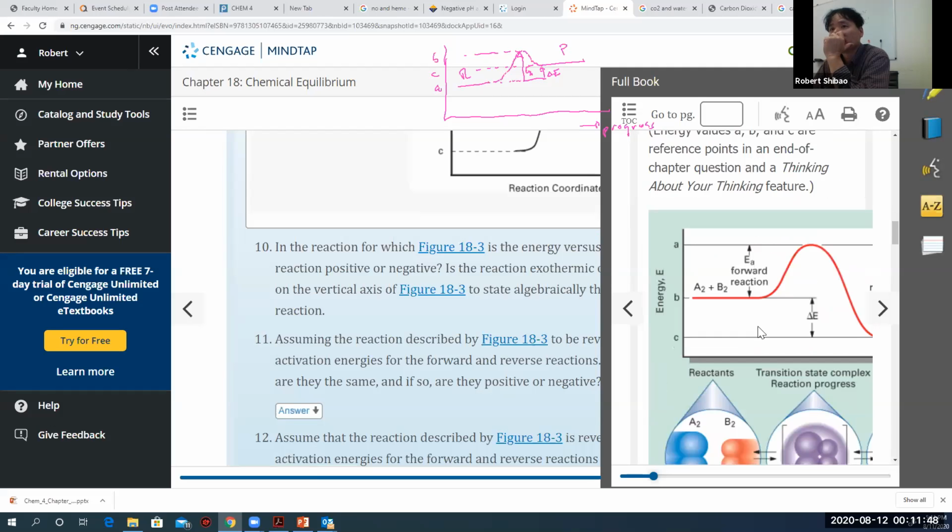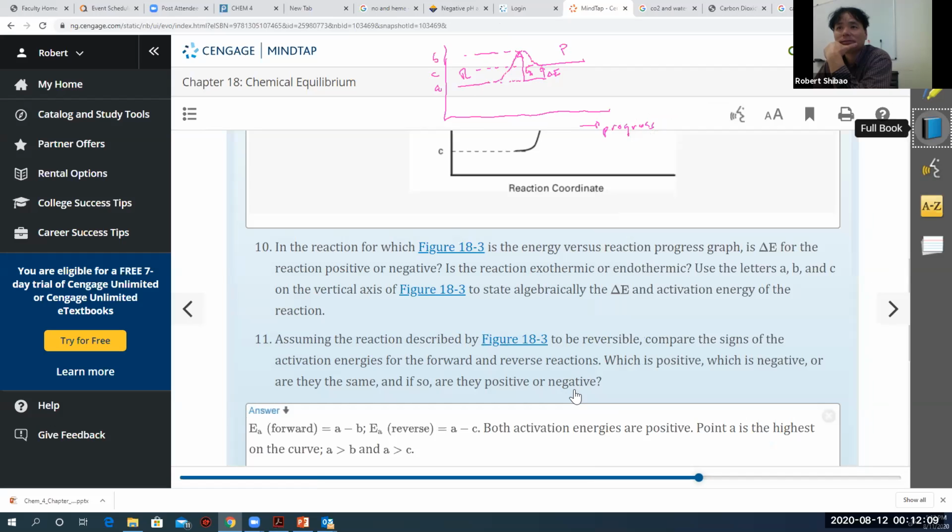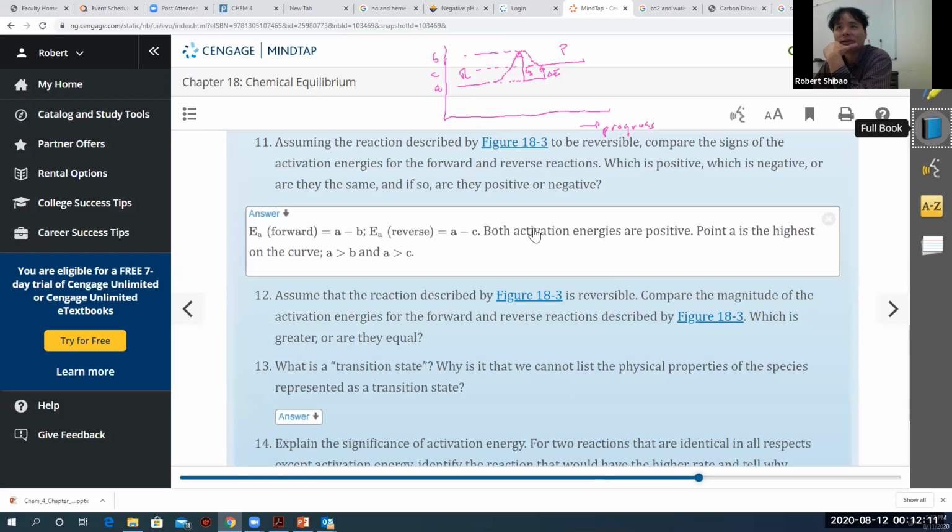Here, this is activation energy in the forward direction. Both are positive. And so you've got a hill to climb, or if you're going backwards, you've got this hill to climb. So both are positive. One's just bigger than the other. Both the activation energies are positive. One's bigger.